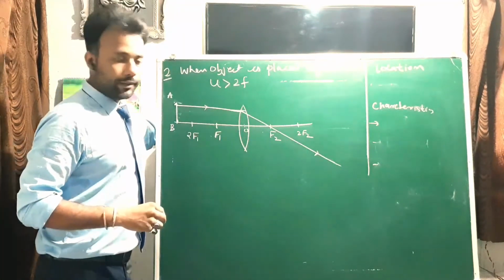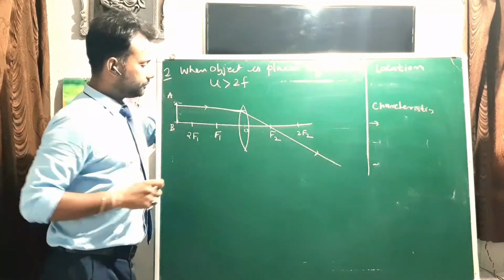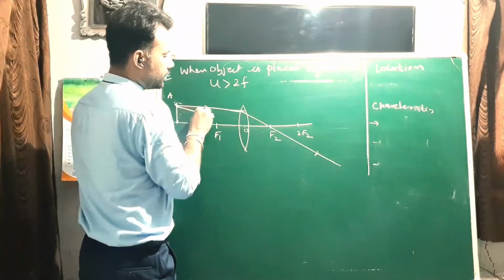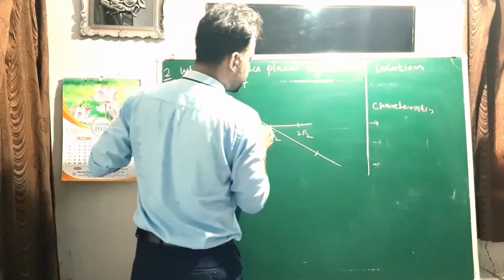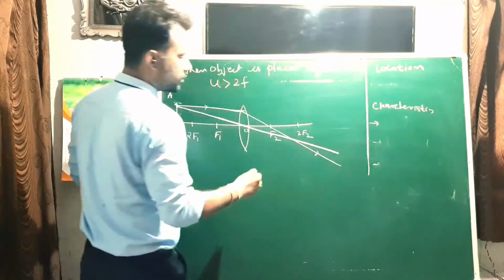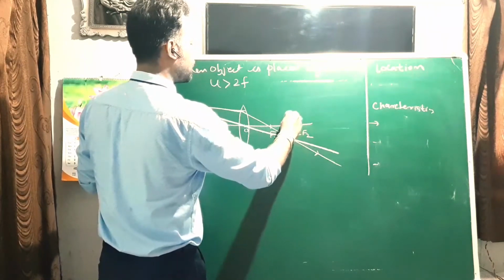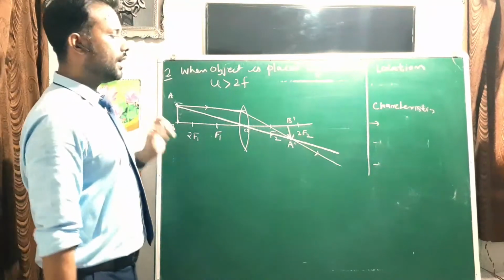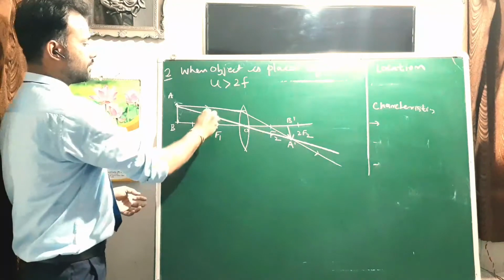We need one more ray, so the next ray I am taking from the optical center. Next ray is going from the optical center, let's see where it will intersect. Okay, so it is intersecting somewhere between F2 and 2F2, right? So this is the second case.